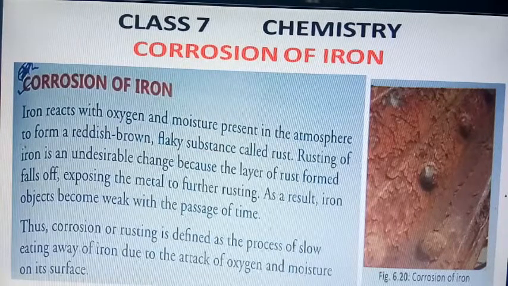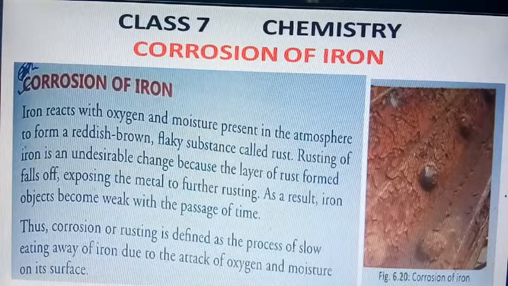It is not compulsory that you have to learn the definition that is given in your book, or write the definition that is in your book. You can make your own definition. Corrosion is the process in which iron gets rusted.